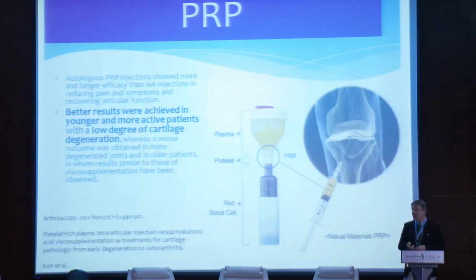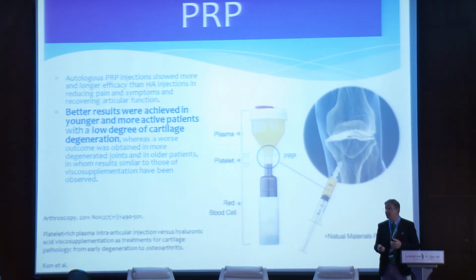There are some studies, not so many studies. This study by Lisa Kohn and co-workers looked upon osteoarthritic patients and compared it with hyaluronic acid treatment, and they found that they had better results in young and more active patients with a lower degree of cartilage degeneration. So that was not for cartilage lesion, it was for osteoarthritic lesions.